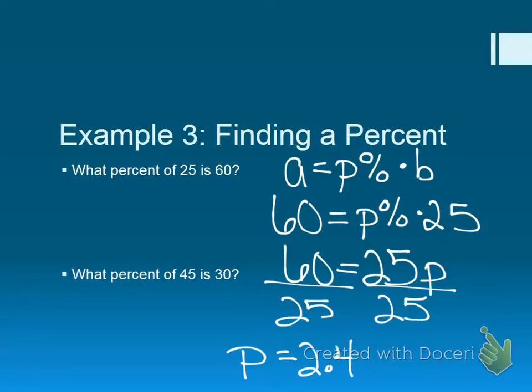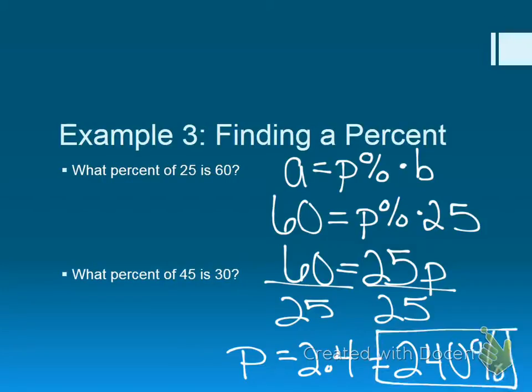What does that give me? But is that a percentage? No, not yet. How do I change it to a percent? Move the decimal to the right 2 places. 240%. And yeah, that makes sense because my part is way bigger than my whole. So it is going to be more than 100%. So my answer is reasonable as well.